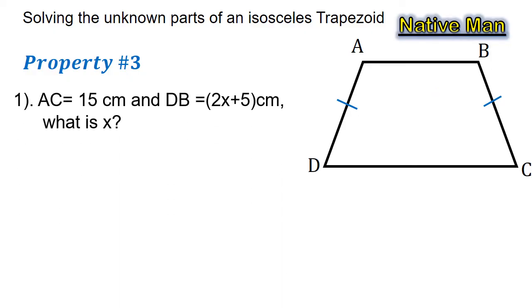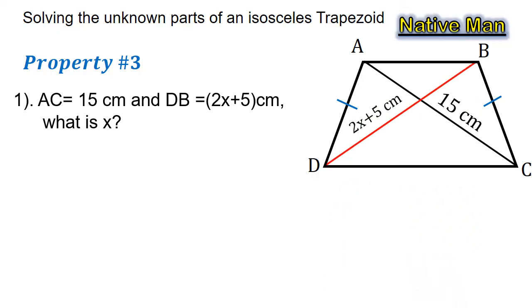Okay, so for number 1, AC is equal to 15 cm and DB is equal to 2x plus 5 cm. What is x? So sa ating figure, ilapat po natin. So diagonal AC is equal to 15 cm. And diagonal DB is equal to 2x plus 5 cm. So yan po yan siya. So if you notice, applying the third property, the diagonals of an isosceles trapezoid are equal or congruent. So makakagawa po tayo ng equation. Diagonal DB is equal to AC.